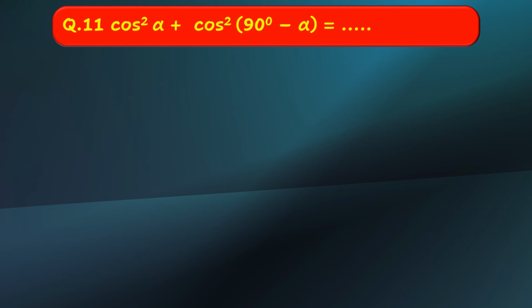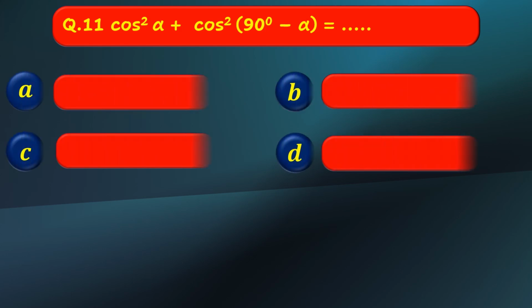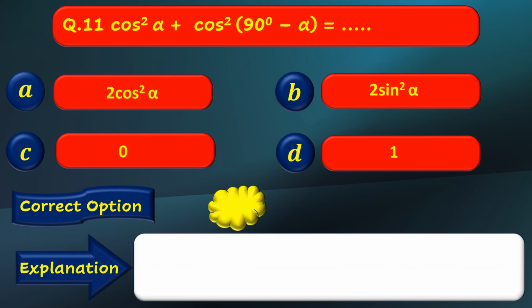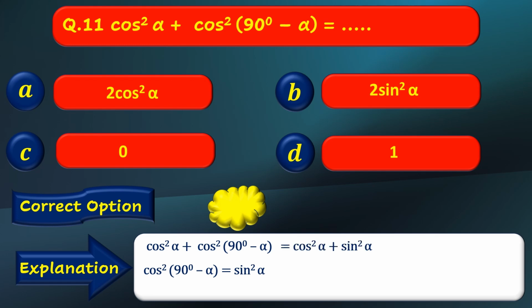Cos square alpha plus cos square 90 minus alpha is equal to, and the options are. Let's find out which one is the correct option. But before that, let's explain it. Here we are given cos square alpha plus cos square 90 minus alpha. We know that cos square 90 minus alpha is equal to sin square alpha. Therefore, cos square 90 minus alpha can be substituted by sin square alpha. Therefore, the expression becomes cos square alpha plus sin square alpha. And we know that cos square alpha plus sin square alpha is equal to 1. Therefore, the correct option is option D.